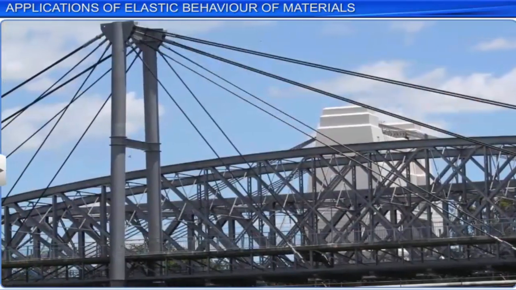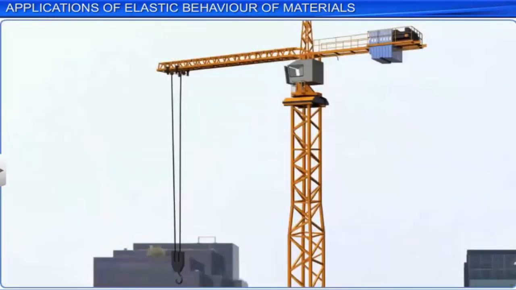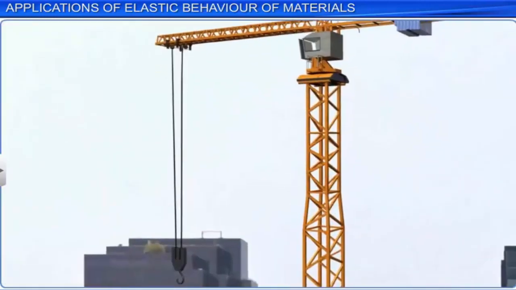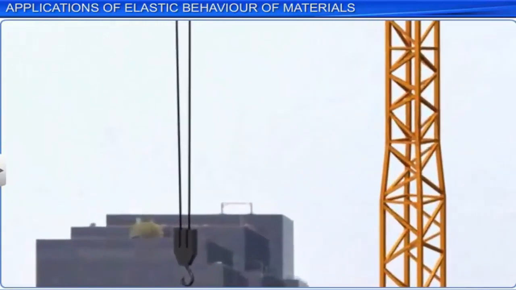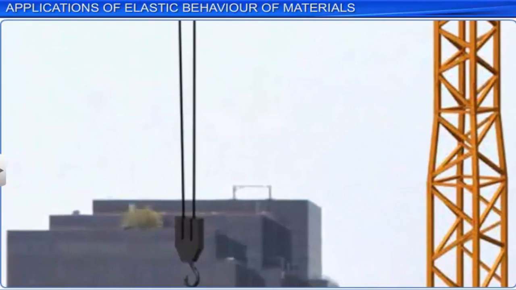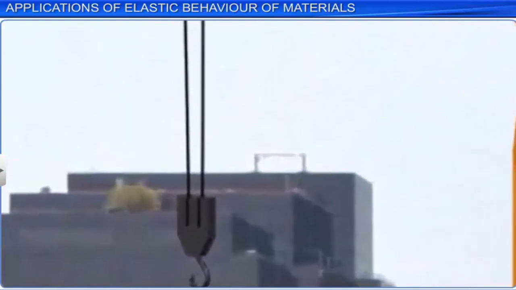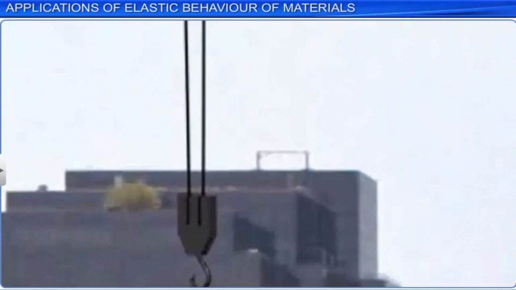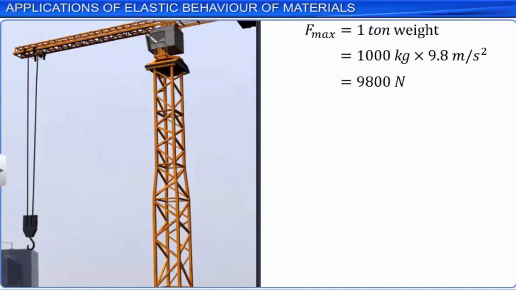Let's take the example of a crane used to lift heavy loads. The highest value of stress the crane's rope can be subjected to must be lower than the breaking stress value of its material. Consider a crane designed to lift loads of up to 1 ton, with a rope made of steel, of breaking stress 400 × 10^6 newtons per meter square.